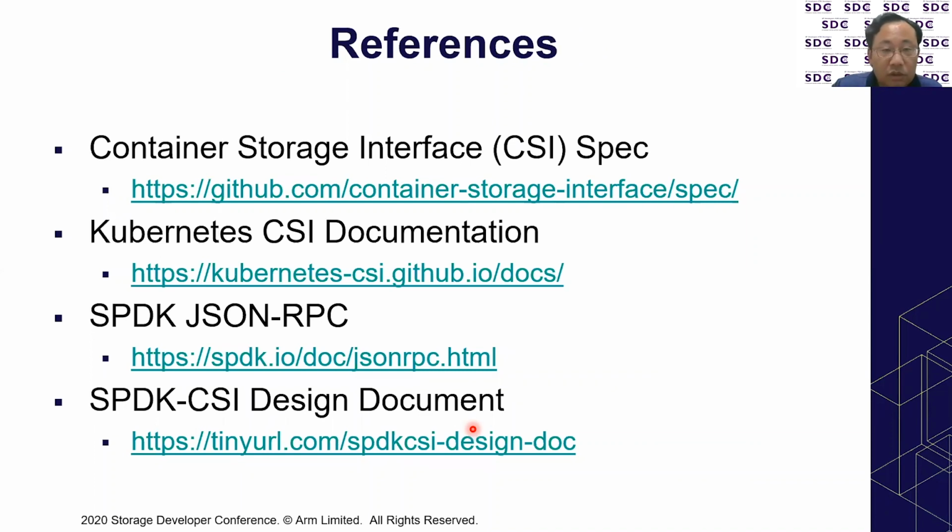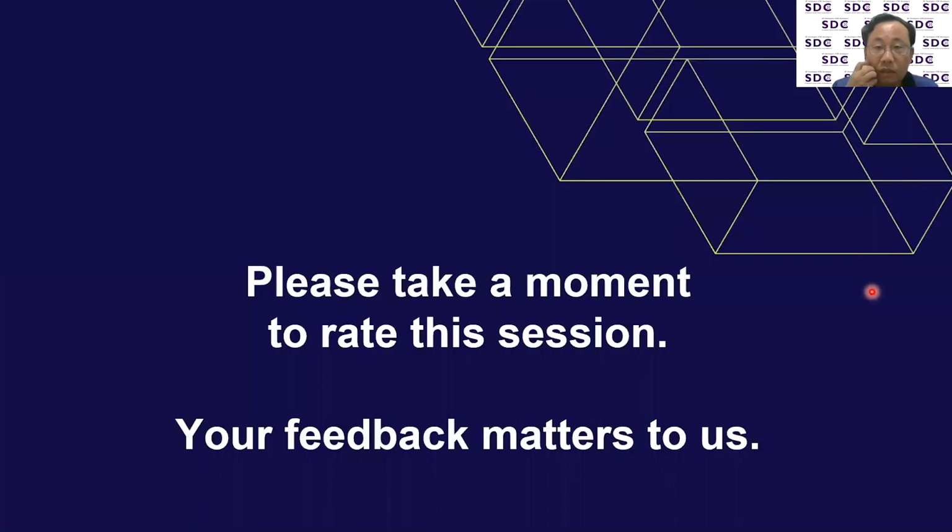These are the references: some container specs, CSI documents, JSON RPC, and the CSI design document. Okay, so that's it.